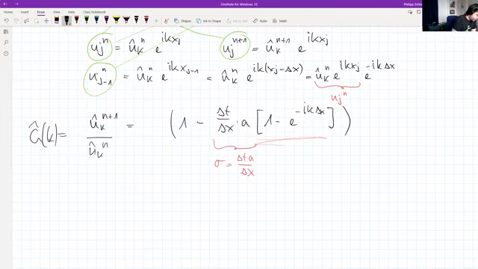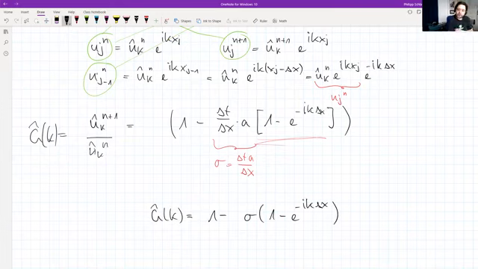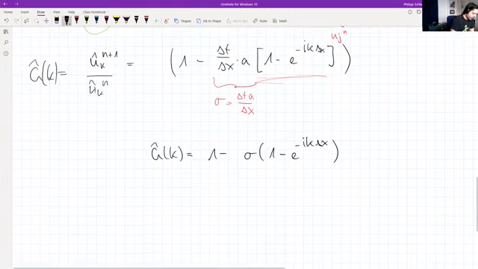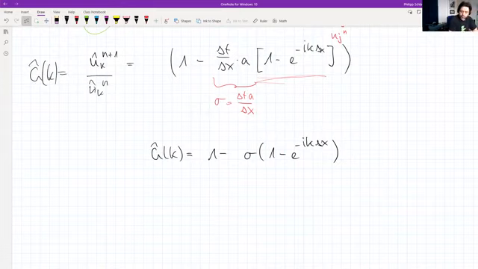So with all of this, we can then write our g hat of k as simply 1 minus sigma times 1 minus e to the minus i k delta x. So the last expression is now my spectral amplification factor for the forward time backward space scheme applied to the advection equation.